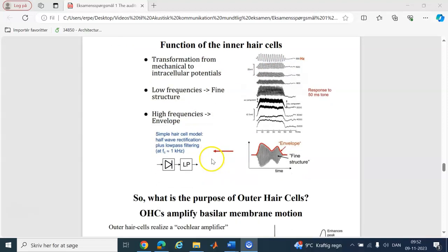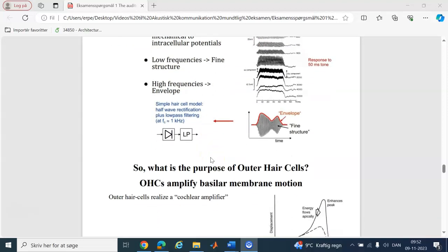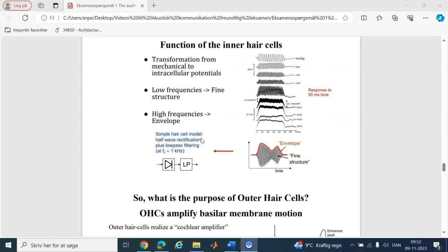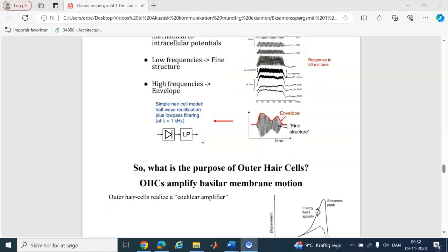And what do hair cells do? In their model, there is a half wave rectification plus low pass filtering at about 1 kilohertz. So it's working with smaller frequencies, or envelopes at higher frequencies.